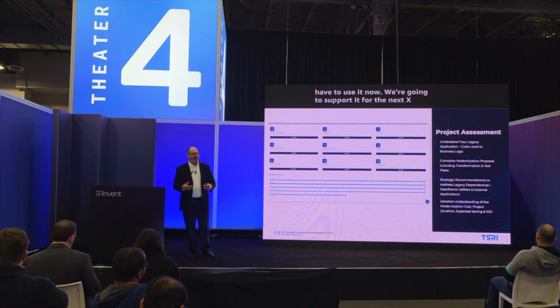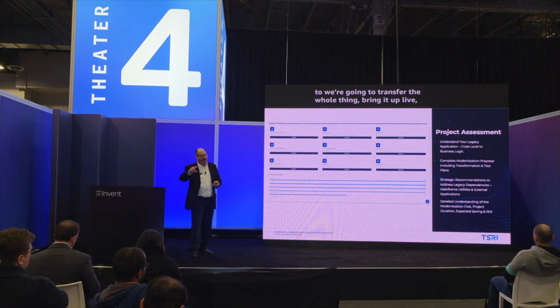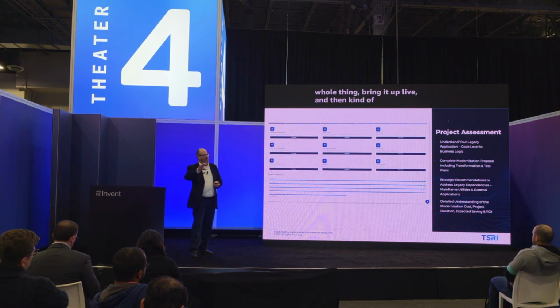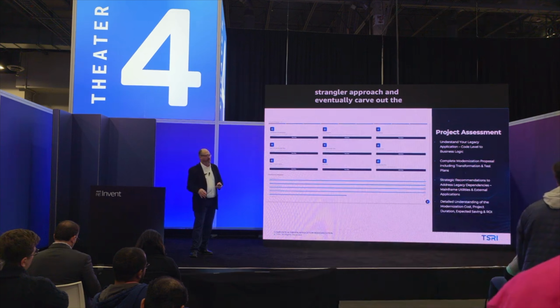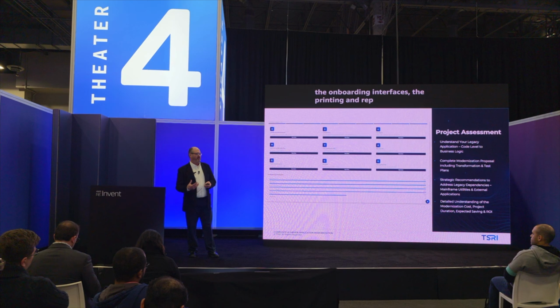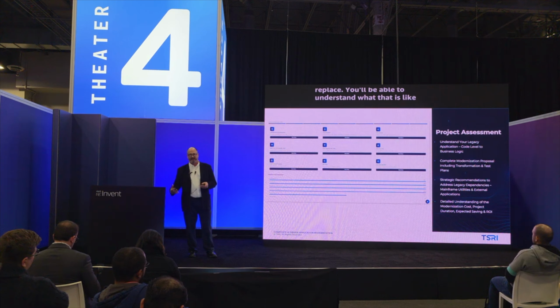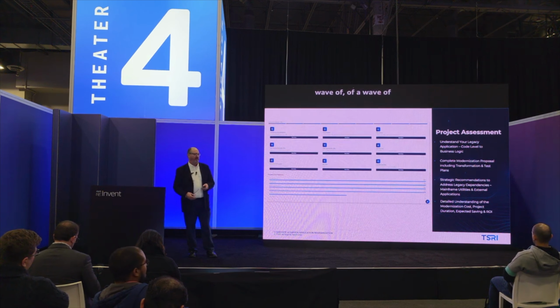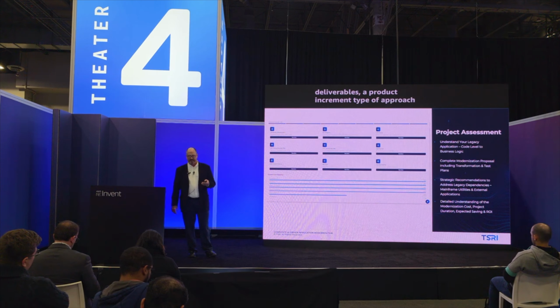We're going to transfer the whole thing, bring it up live, and then kind of use a strangler approach and eventually carve out the external type of interfaces, the onboarding interfaces, the printing and reporting functionalities, and slowly replace. You'll be able to understand what that is like from a project standpoint in a wave of deliverables, a product increment type of approach. You'll have test plans, transformation plans, external replacement plans, and hosting plans.